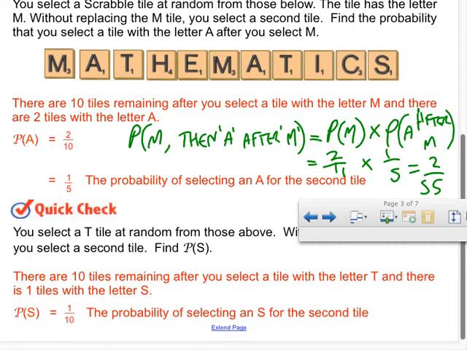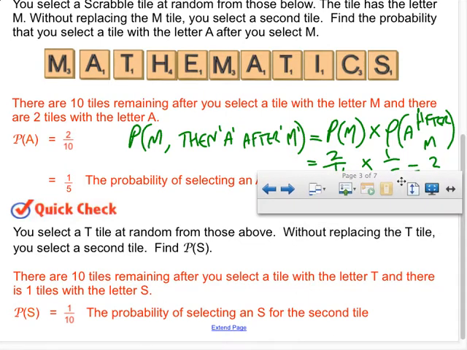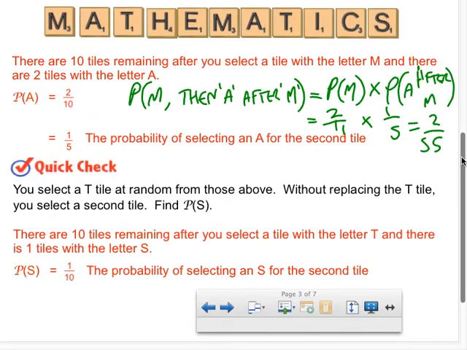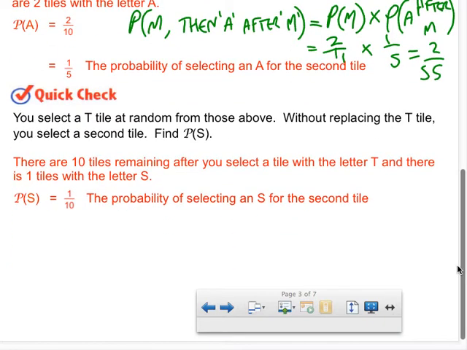Okay, we good? Now, how about this? We're going back to those same tiles. What's the probability of picking the compound event, a T and then an S? Figure that out. Work it out, and then we'll discuss it. While you work it out, I'm going to write this out.